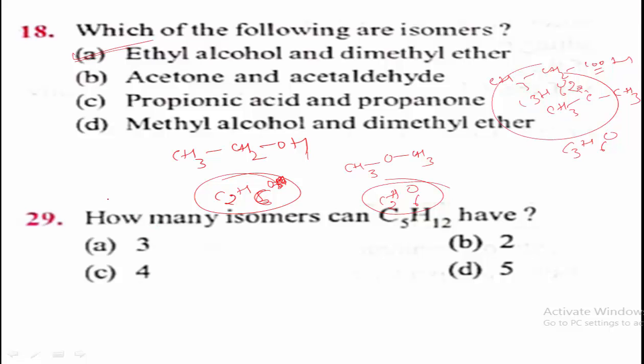Next, question number 29. How many isomers can C5H12 have? This is a very important question, students. It is one of the alkanes because it satisfies the CnH2n+2 molecular formula, C5H12. But the question is, how many isomers can C5H12 have? Students, first thing is, it is one of the alkanes.